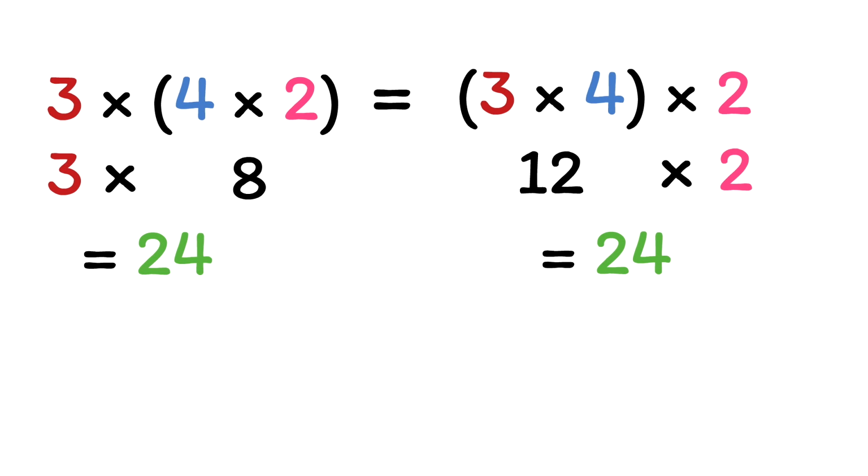Note that the associative property only applies when you're using the same operation throughout. So, if it is multiplication, it must be multiplication throughout. And if it is addition, it must be addition throughout. As soon as you mix the operations, the associative property no longer applies.